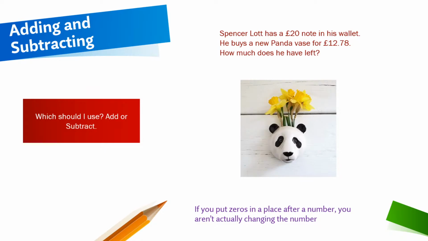Spencer Lott has a £20 note in his wallet. He buys a new panda vase for £12.78. How much does he have left? Now, the first thing we need to do is work out whether we need to take away or add. So in order to do that, we're going to imagine it's nicer numbers. Spencer Lott has a £10 note and he buys a new vase for £3. Well, if it was just nice numbers, we go £10, he spends £3, 10 take away 3. So it must be a takeaway.